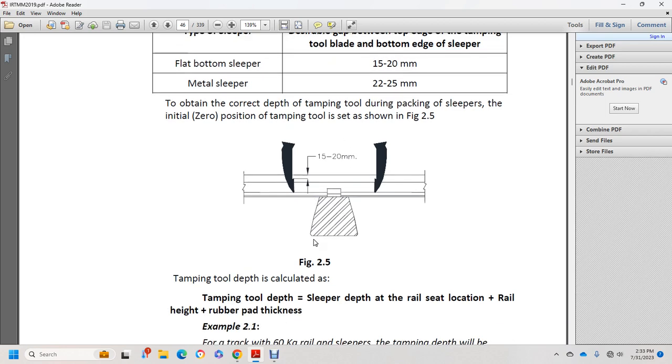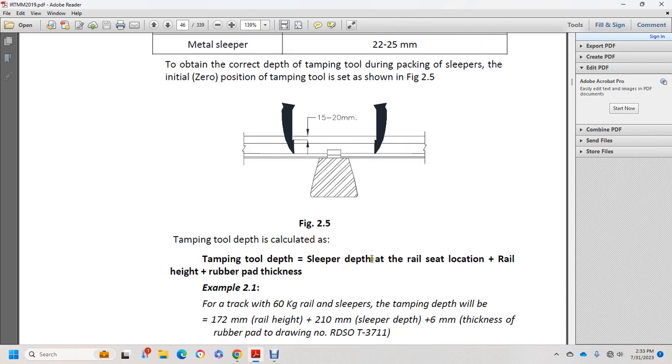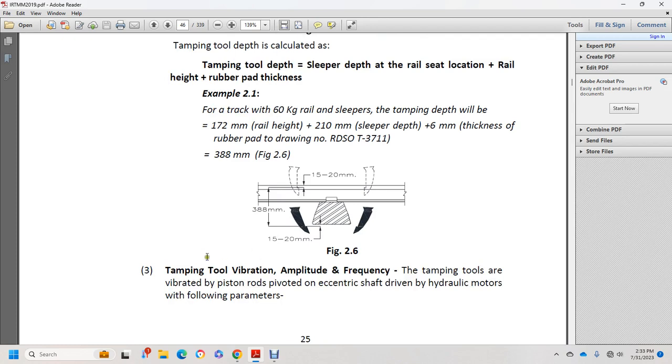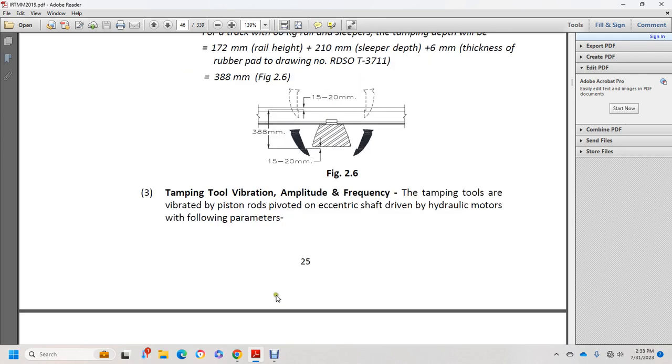The tamping tool depth is calculated as: tamping tool depth equals the sleeper depth at the rail seat location, plus the rail height and rubber pad thickness, and it shows an equation. Tamping tool vibration amplitude and frequency: the tamping tools are vibrated by a piston riveted with an eccentric shaft driven by hydraulic motors, with the following parameters.